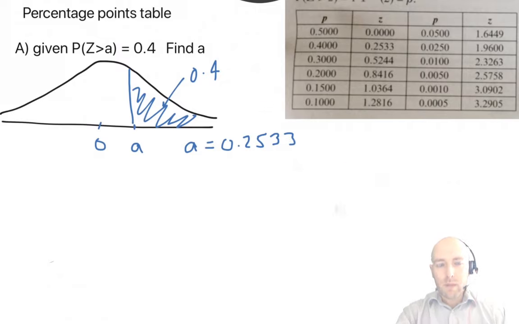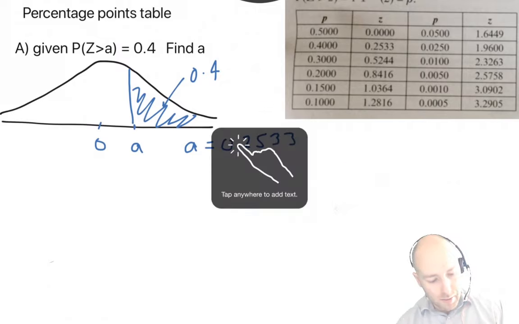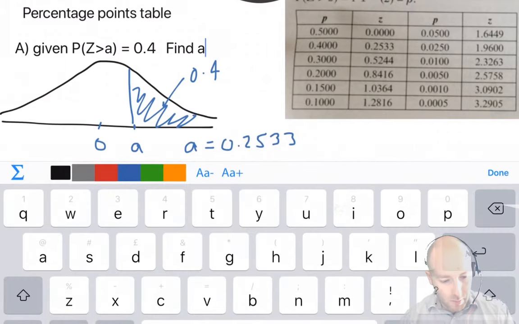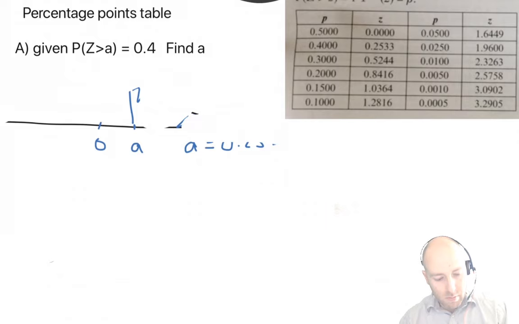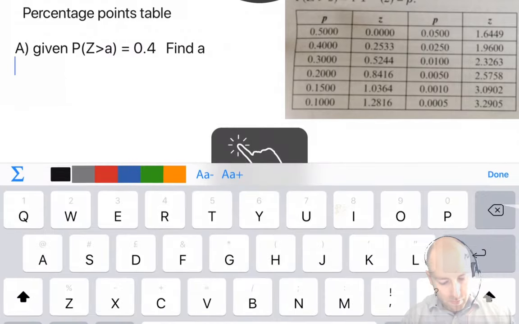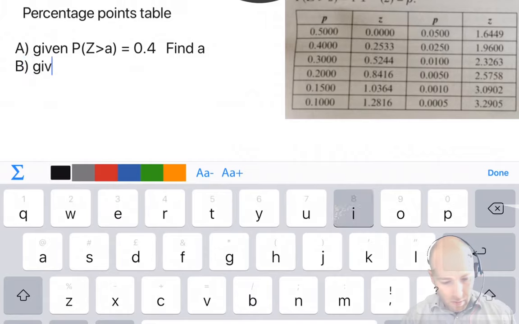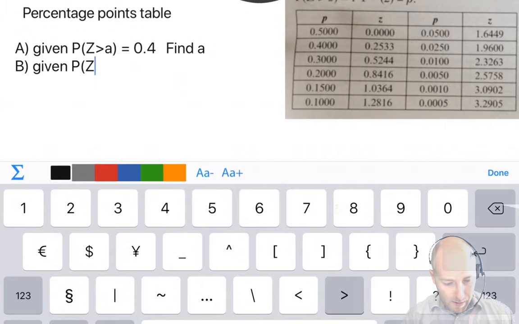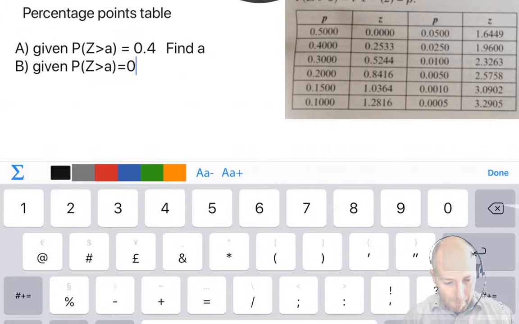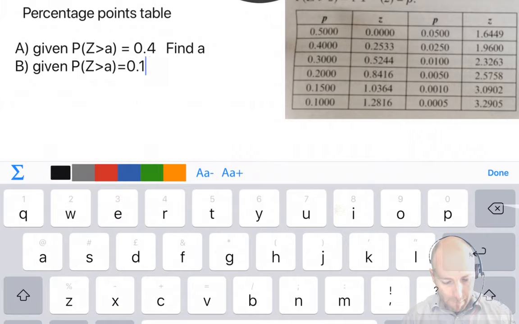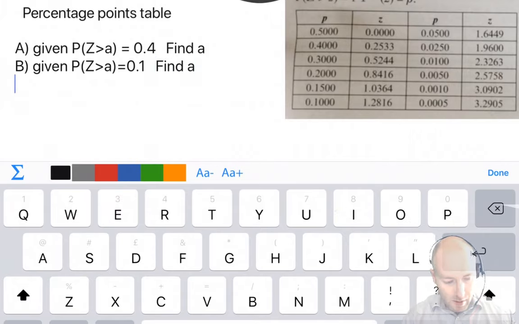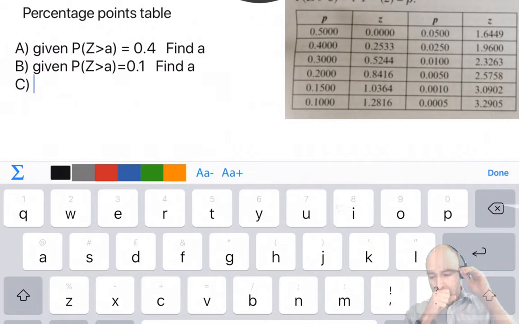Nice and easy. Okay, I want you guys to try the next one though, because it does get a little bit trickier. So I'm going to write down a few of these for you guys to do. If you guys try these, first person to comment the correct answers wins. So give it a go. When you've got an answer, type it into the comment section.